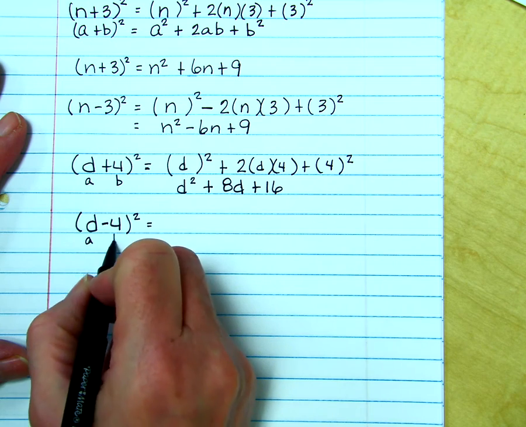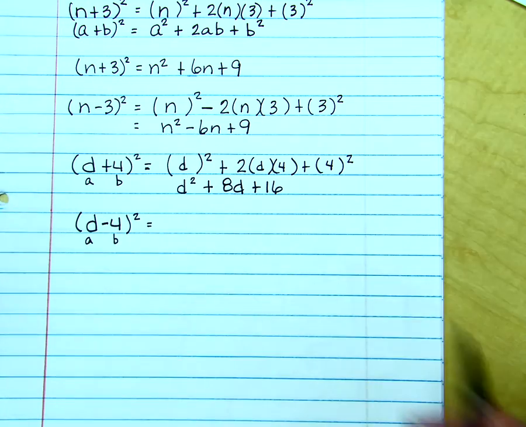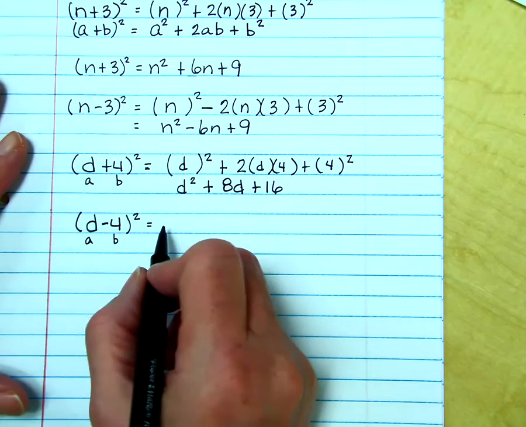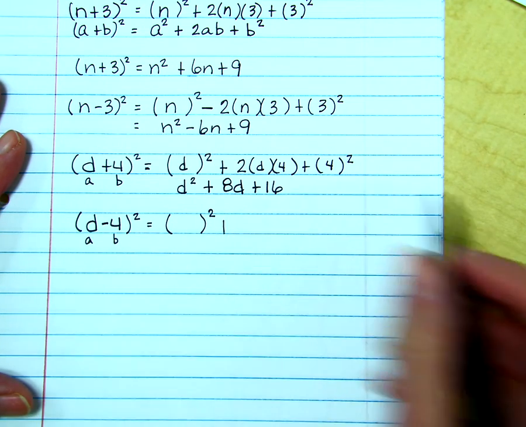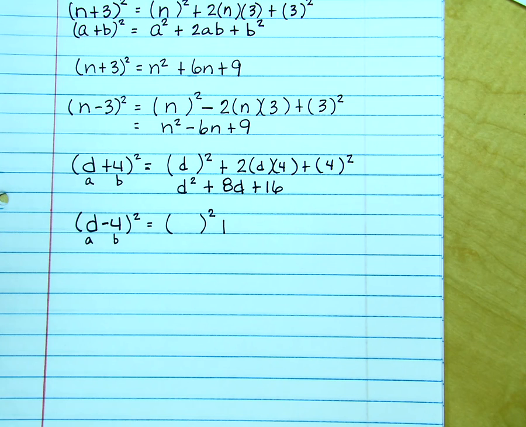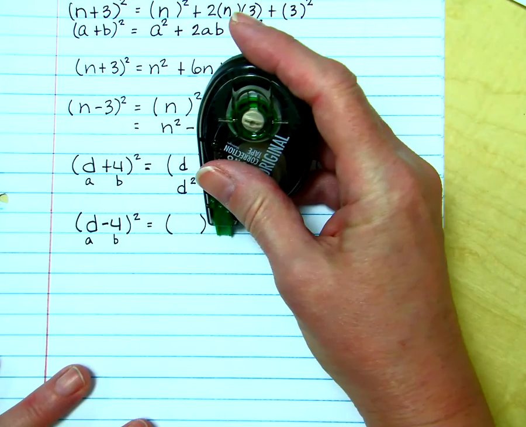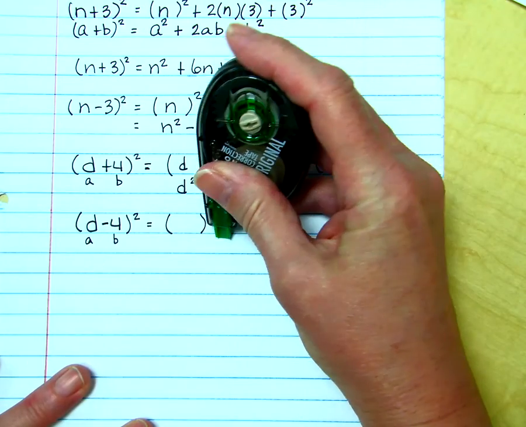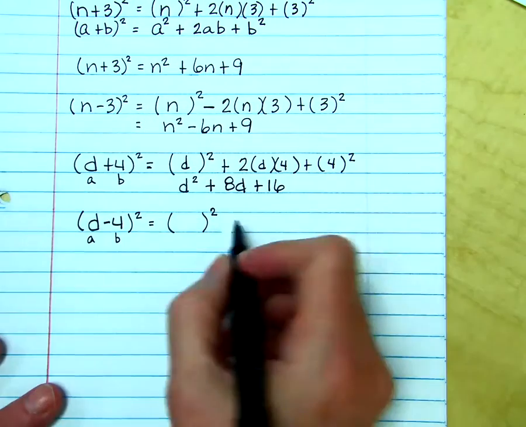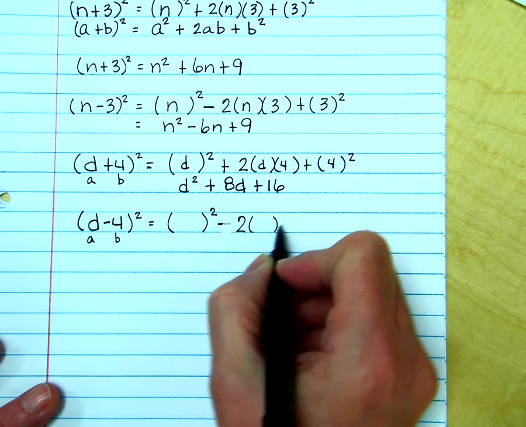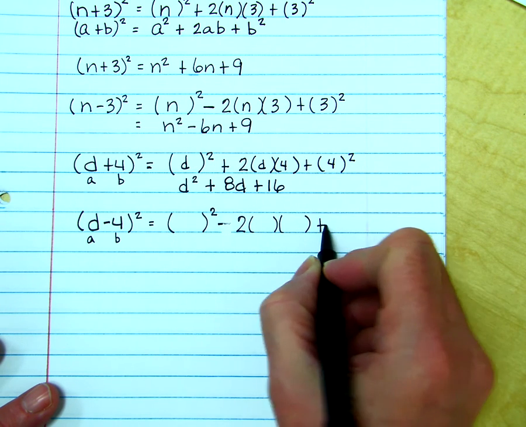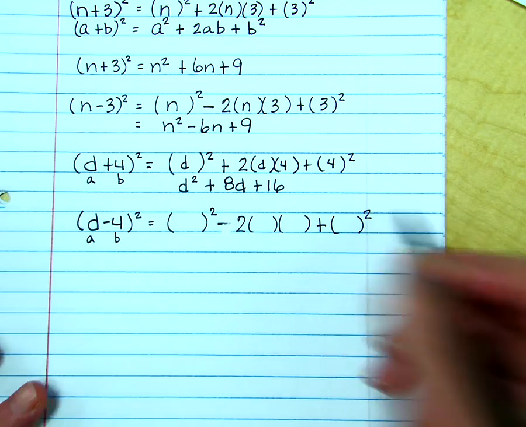Last example, we have d minus 4 squared. A is d, again b is 4. The subtract is actually part of the formula, so we don't have to worry about there being a negative 4 there. So we're going to have a squared, and then I made a mistake here. Let me fix this real quick, because that's supposed to be a subtract sign there. 2 times a times b, and then over here is plus b squared.